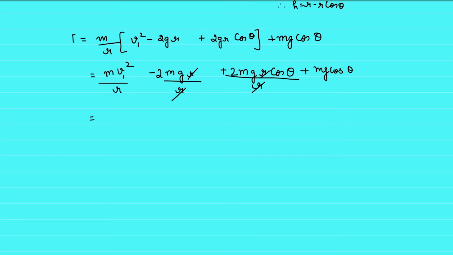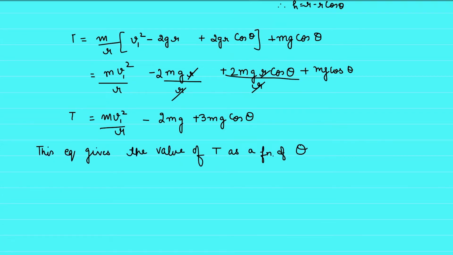Now we can rearrange the terms and what do we get? mv1 square by r minus 2mg plus 3mg cos theta. Now here you can see all these values are known to you except theta. So we can say that this equation gives the value of tension as a function of theta. We can mark this equation as 4.